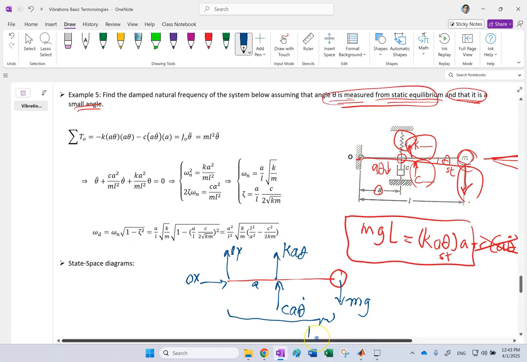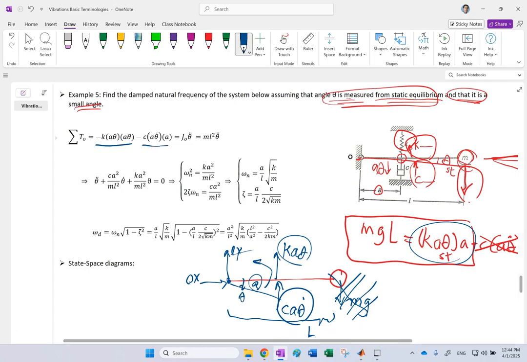But remember, we said that everything is measured from static equilibrium, therefore we neglect mg because it will already be cancelled by this extra deflection of the spring. So that is all you have in the FBD. You don't need to consider mg. Now, if you take total moment about this point, these two forces will be multiplied by a, and they are both creating counterclockwise moment while your angle is clockwise, so they both create a negative moment, as you can see.